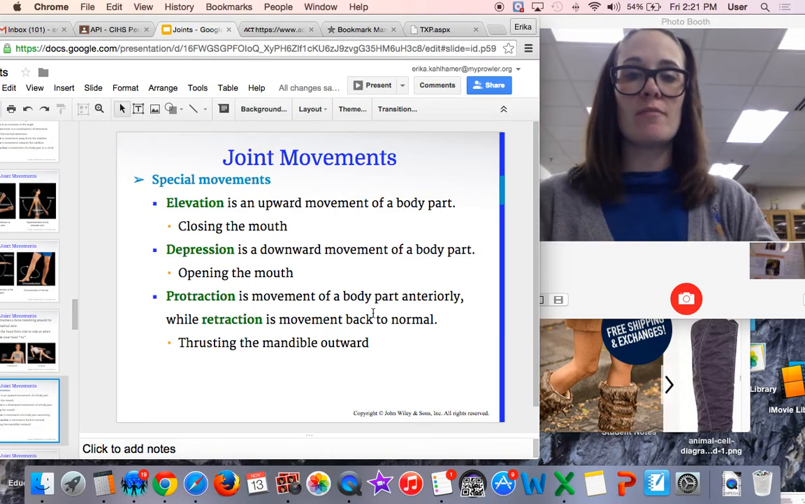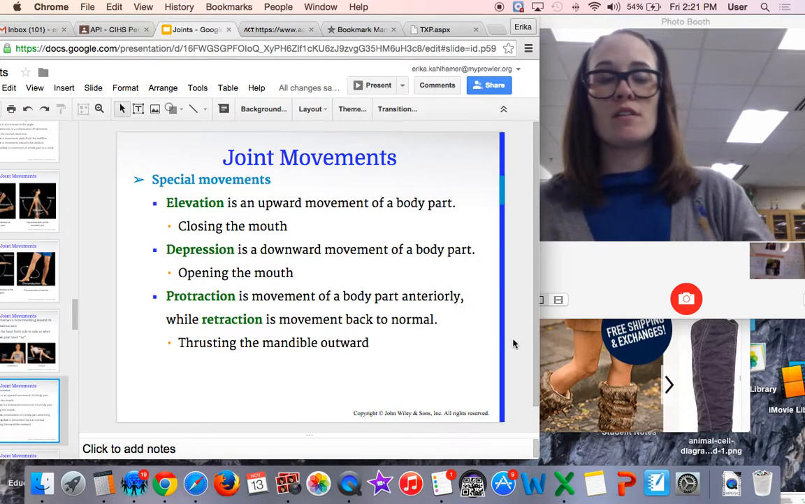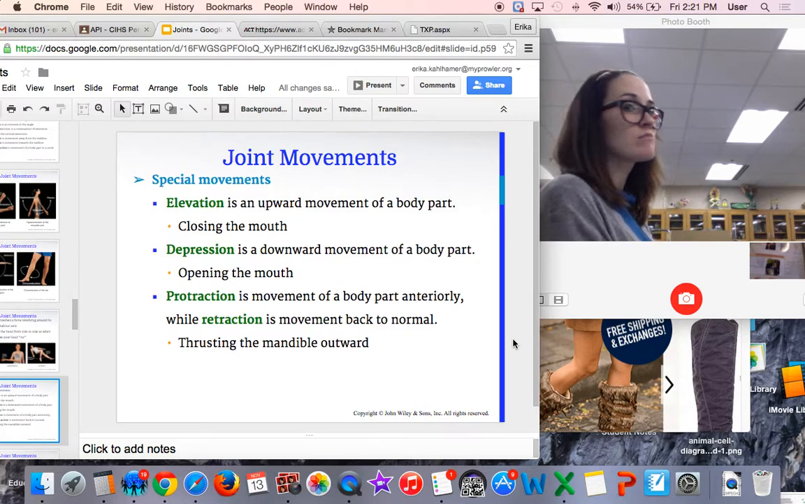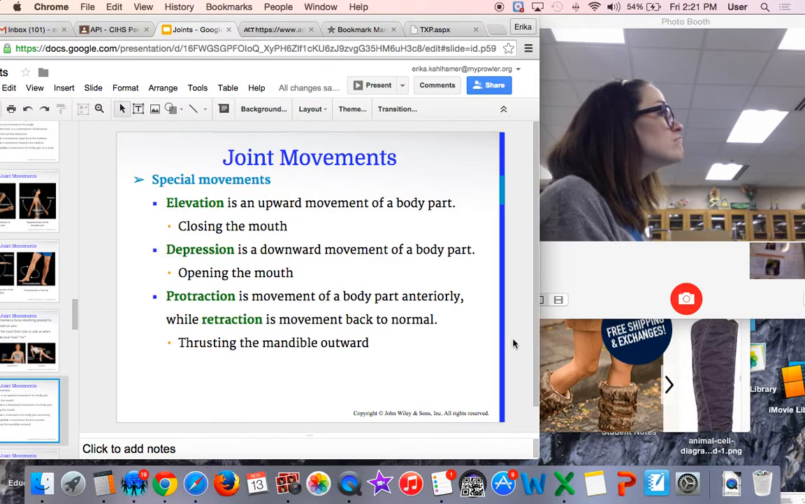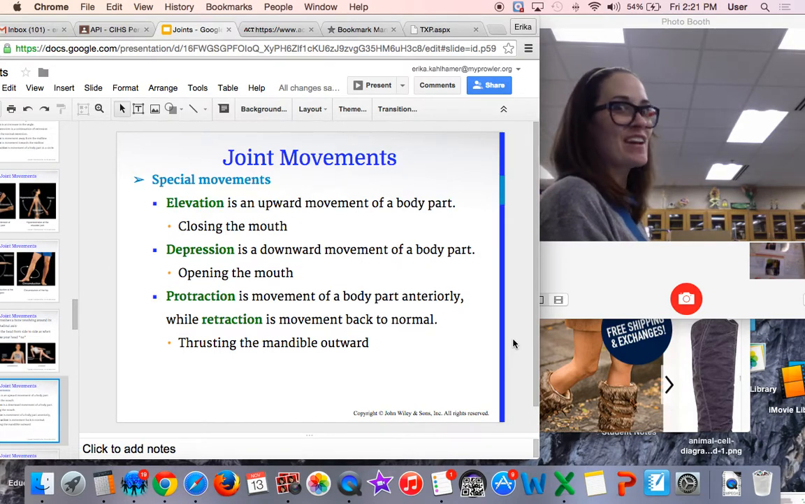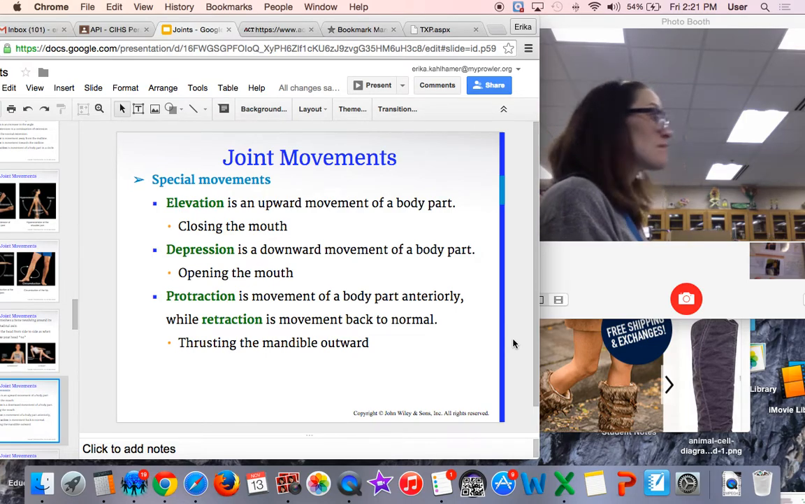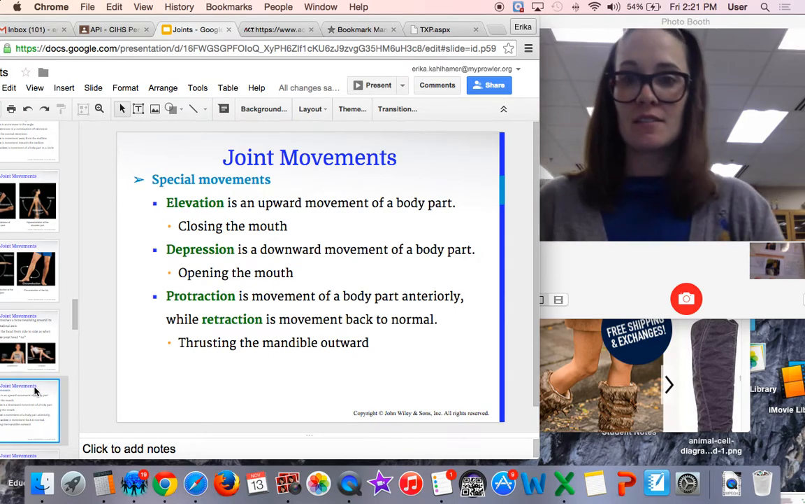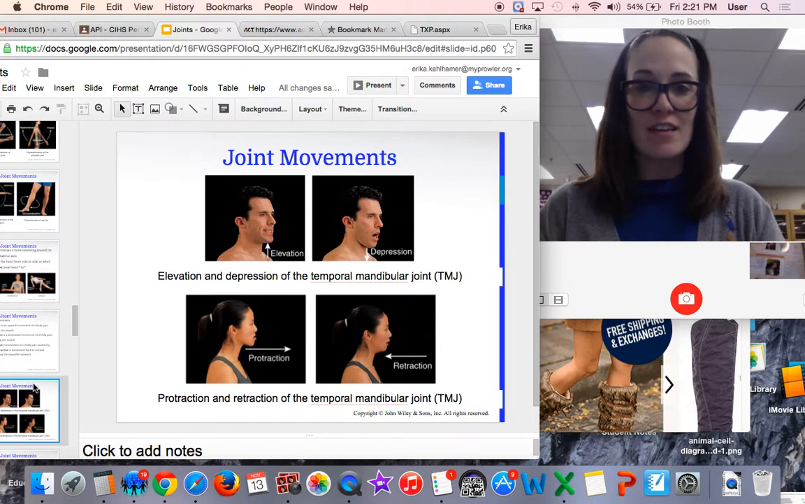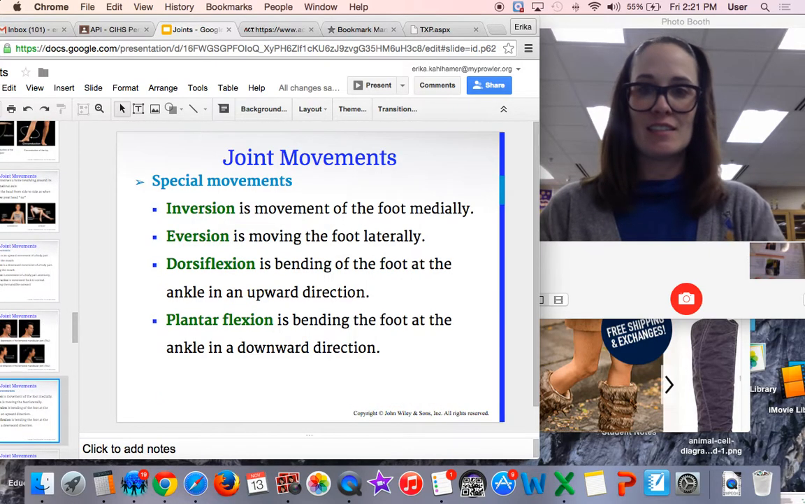Protraction is the movement of a body part anteriorly, while retraction is the movement back to normal. This one's a fun one to demonstrate. Protraction would be this, retraction. Go ahead and practice it. You'll look great. You'll just look so wonderful when you do it, just like me. Protraction, thrusting the mandible outward. This guy's showing elevation and depression, and she's showing protraction and retraction.